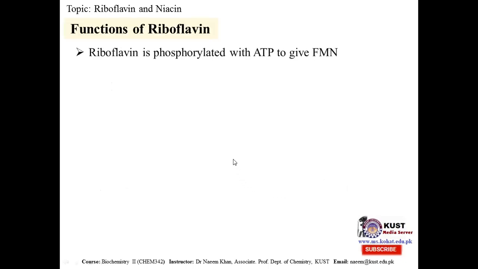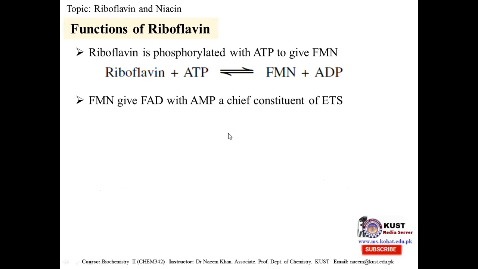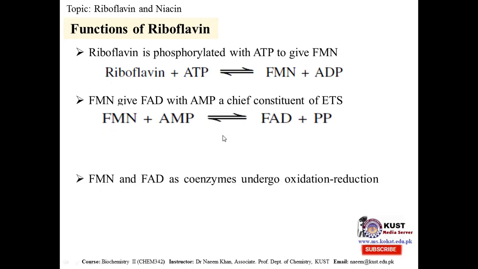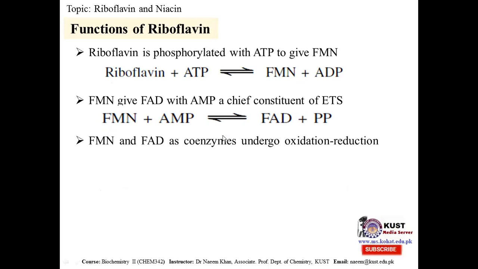Riboflavin, when phosphorylated, gives FMN. And when FMN further reacts with AMP, it gives FAD. These two coenzymes are involved in the electron transport chain. These are actually synthesized in the Krebs cycle and in glycolysis and later on oxidized in the electron transport chain. These are actually involved in the redox reactions.